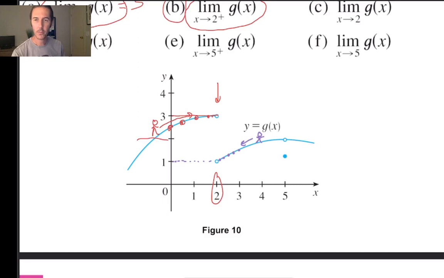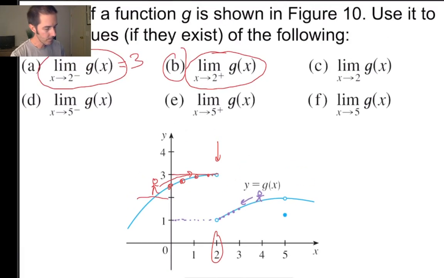So we were supposed to meet. When were we supposed to meet? We were supposed to meet when x equals 2. And I'm coming in from the left, and they're coming in from the right, and we've ended up at 2 different places, 2 different y values. We're approaching 2 different y values: 3 from the left, and 1 from the right.